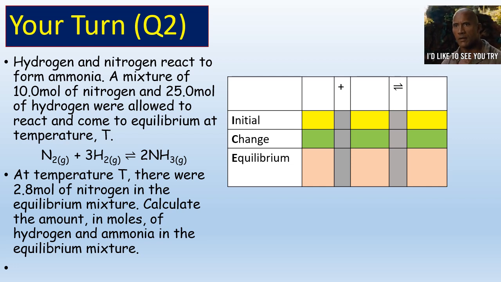So we have hydrogen and nitrogen reacting to form ammonia, the classic Haber process. A mixture of 10 moles of nitrogen and 25 moles of hydrogen were allowed to react and come to equilibrium at temperature T. We have our reaction there. At temperature T, there were 2.8 moles of nitrogen in the equilibrium mixture. Calculate the amount in moles of hydrogen and ammonia in the equilibrium mixture. So, do those steps we did last time, pause the video, and I'll go through it when you're ready.